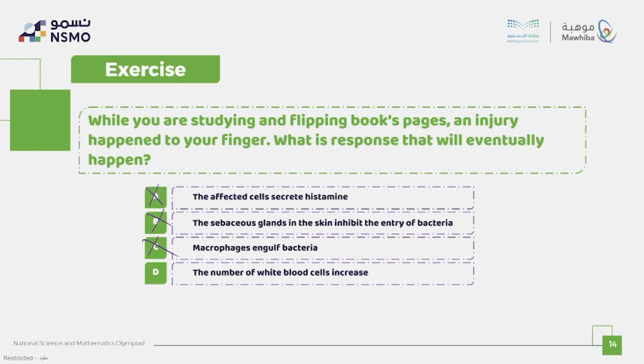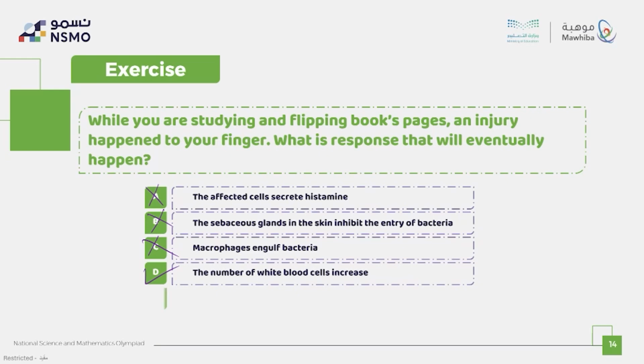Okay. The last option we have, D. The number of white blood cells increases. Why is this one right? Because after injury, the body increases white blood cell protection to fight infection. This is eventually a systemic response. Okay, so that's why.